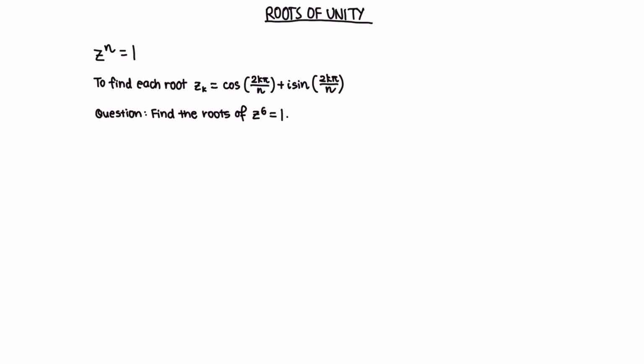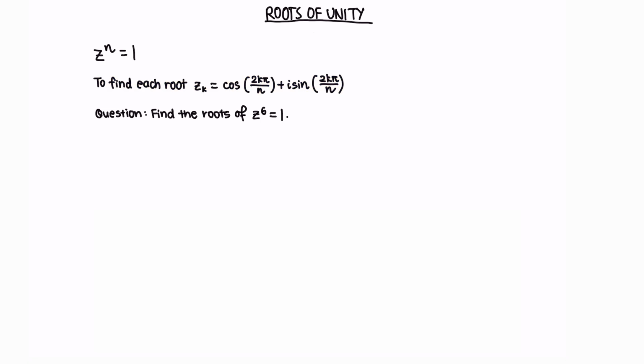Roots of unity is basically solving the equation z to the power of n equals 1. Over here you find a formula to find each root. Each root equals cosine 2k pi over n plus i sine 2k pi over n. But we'll discover how we get to that later on.